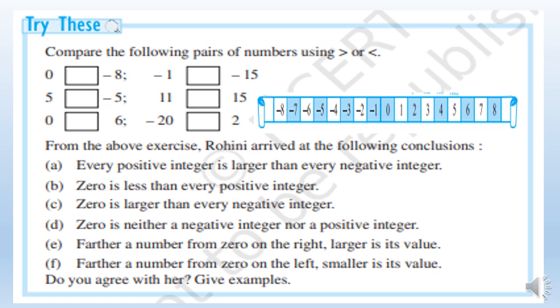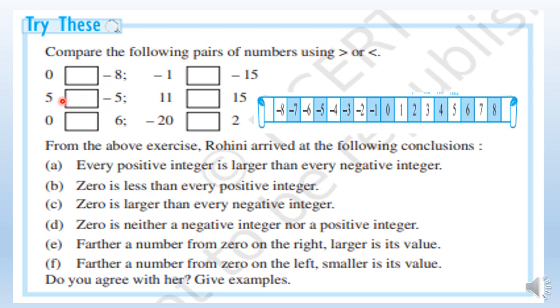Let us try this. Compare the following pairs of numbers using the greater than or less than sign. We just have to put the greater or less sign depending on the position of the number. Now 0, as we know, is in the middle, and -8 is to the left of that. So -8 is in the left direction of 0. That's why -8 is smaller than 0.